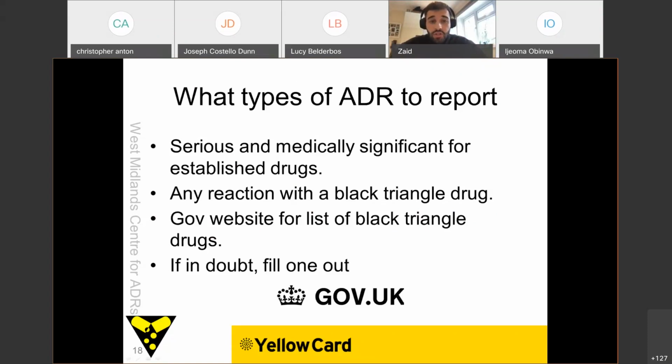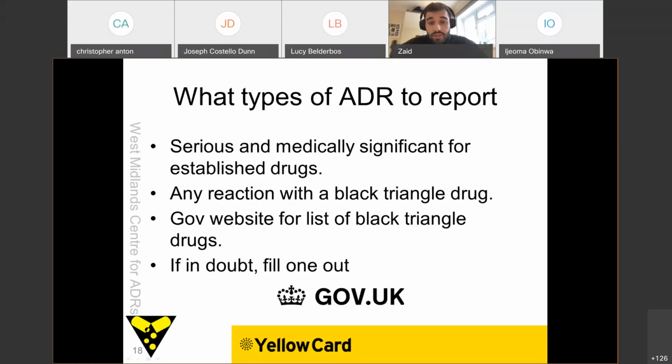But when you're looking at those black triangle drugs, the ones that are under additional monitoring, then any kind of reaction, no matter how severe, should be reported. So even if it's something like some itchiness or a minor rash that you don't feel is significant enough to make a report or to see a healthcare professional, the MHRA would still like you to fill out a yellow card report for that black triangle drug, so they can collect more and more data about that drug and build up its portfolio and get more of a sense of real world data for that drug.